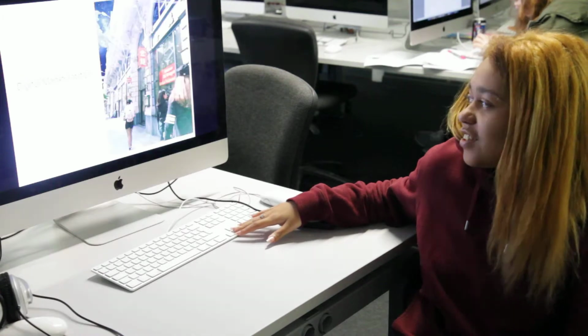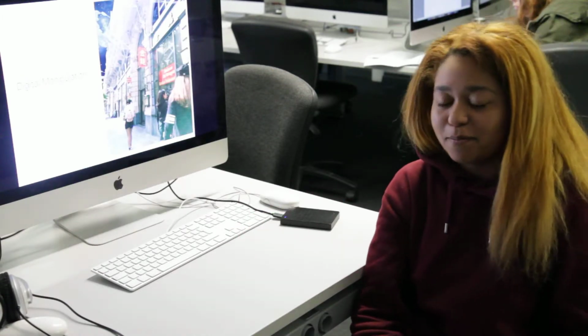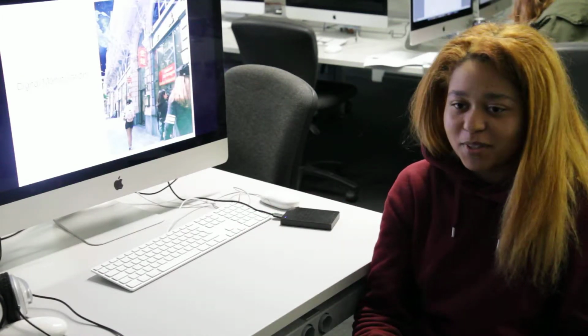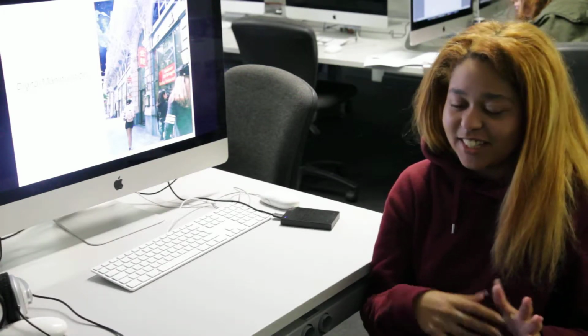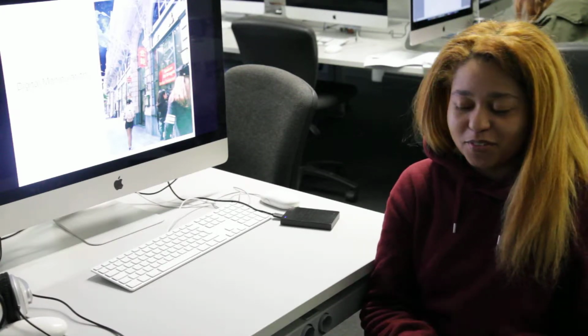Chelsea Tamara Rodriguez, and I'll be doing a presentation of what my portfolio is about and what would possibly be in my showreel. Digital manipulation was the first unit that we did, where we had to take photographs that we either found online or had taken ourselves and digitally manipulate them on Photoshop.